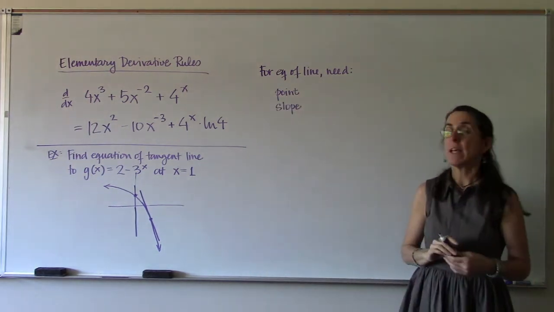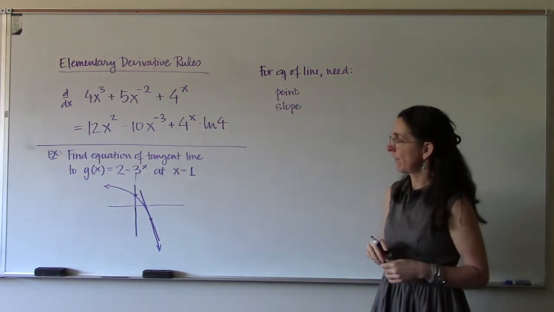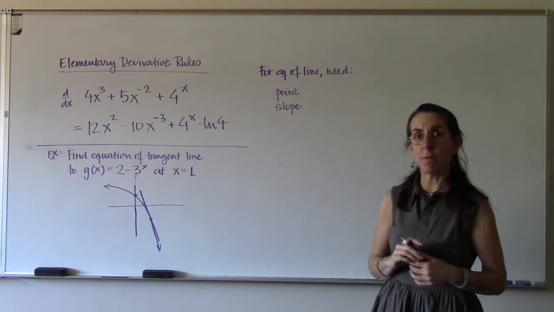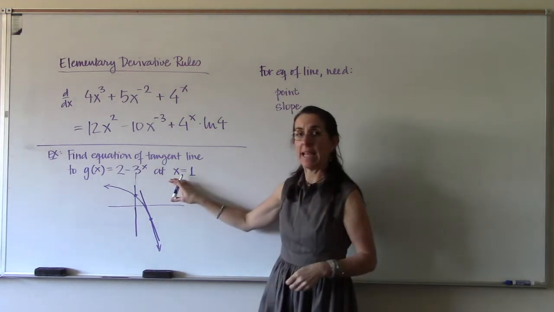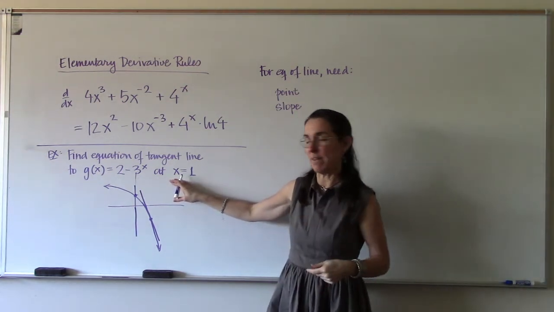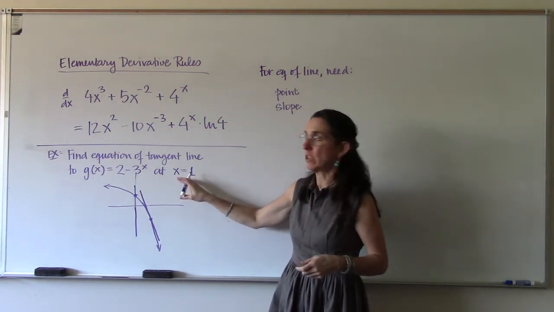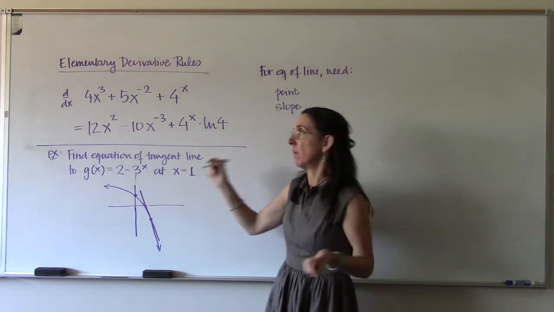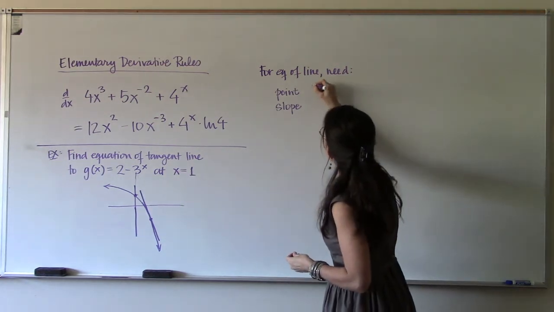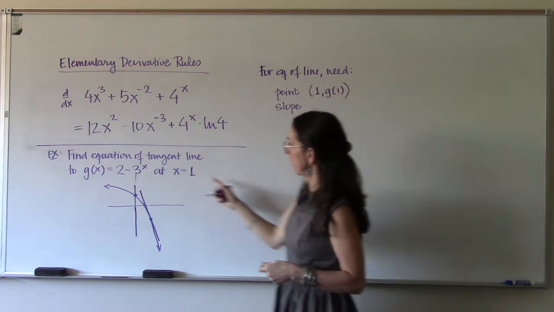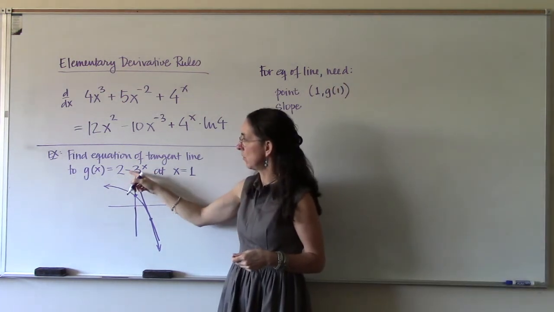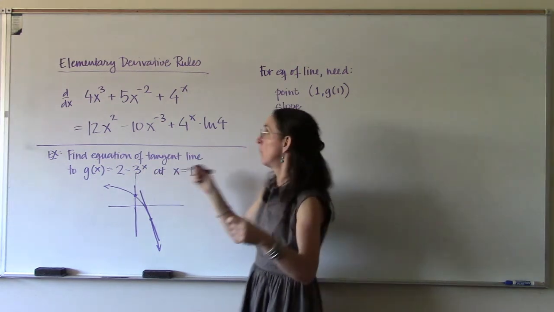For the equation of the tangent line, we need a point on the graph, and we need the slope of the line at that point. To get the point on the graph, well, I gave us the x part of the point, and so we just use the function to get the y part of the point, right? So the point is 1, g of 1. And what do we get if we replace the x with 1? We get 2 minus 3, negative 1.